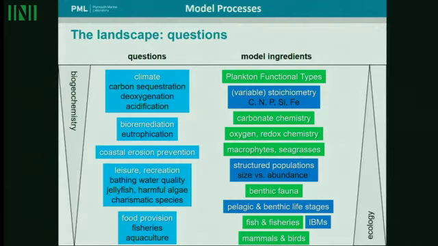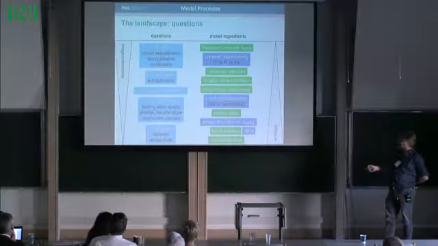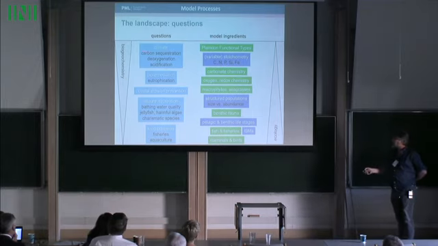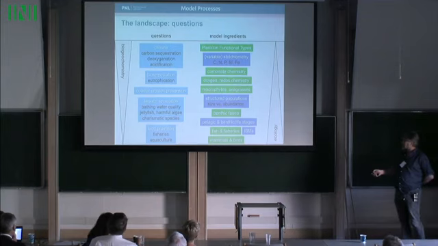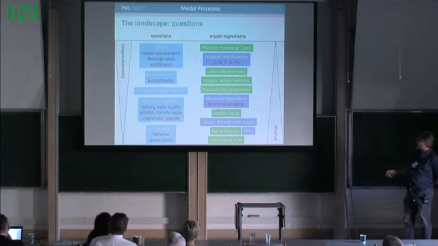And this leads us to a whole range of questions that we can start to think about. We've got an axis on one side of biogeochemical processes, on the other side of ecological processes, and the kind of things we're then asking questions around are carbon sequestration, deoxygenation, ocean acidification, impacts of eutrophication, coastal erosion, things that impact leisure and recreation, including bathing water quality, the presence of charismatic species, fisheries and aquaculture.